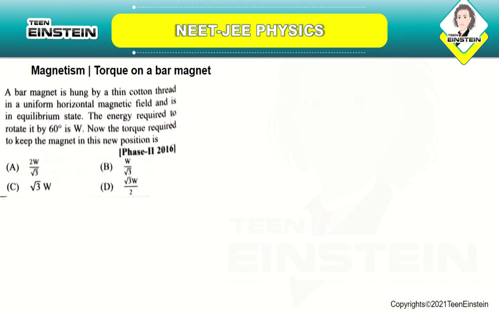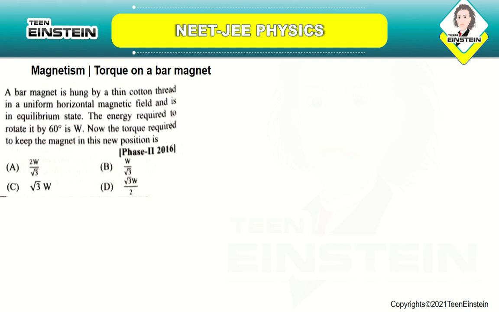A bar magnet is hung by a thin cotton thread in a uniform horizontal magnetic field and is in equilibrium state. The energy required to rotate it by 60 degrees is W. Now, the torque required to keep the magnet in this position is? So here they are saying that a bar magnet is hung by a thin cotton thread in a uniform magnetic field and is in equilibrium, and the energy required to rotate it by 60 degrees is W. Now, how much torque is required to keep the magnet in its new position?